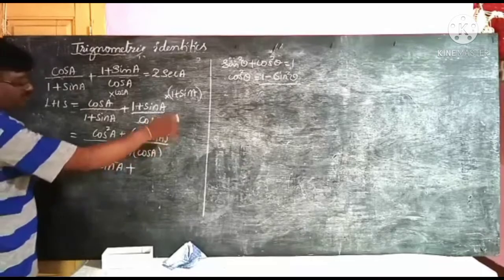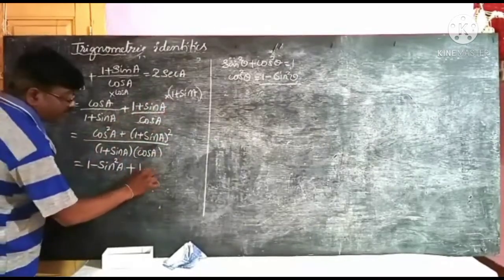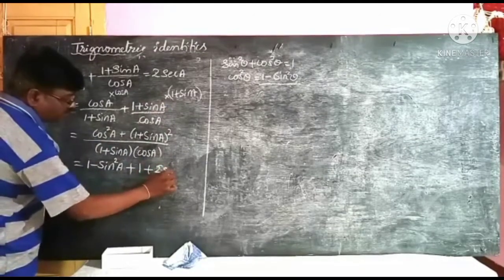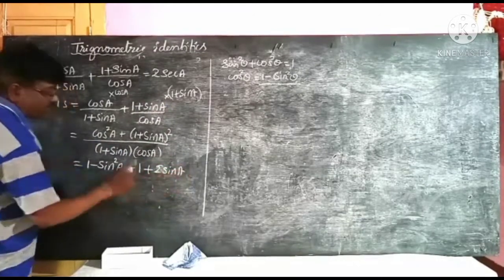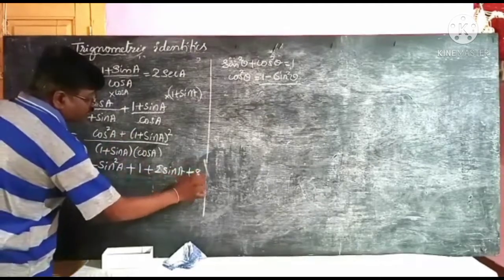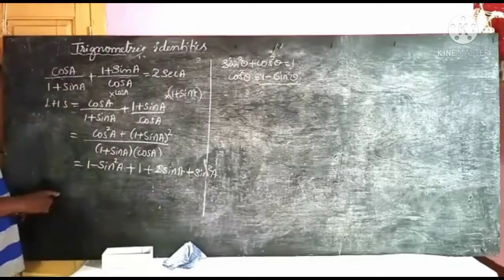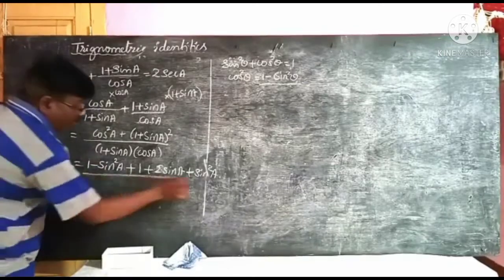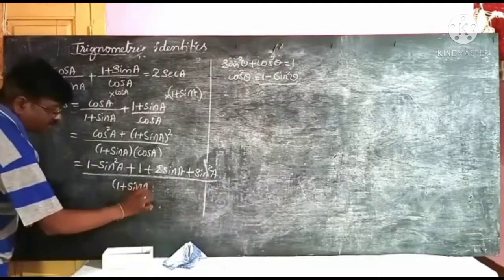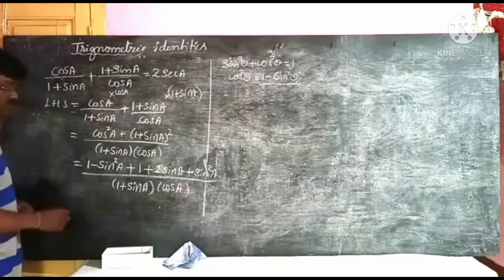Plus, A plus B whole square. It is in the form of A plus B whole square, an algebra identity: A square plus 2AB plus B square. Here A square is 1, 2AB is 2 sin A, and B square means sin square A. So divided by 1 plus sin A into cos A, 1 plus sin A into cos A.